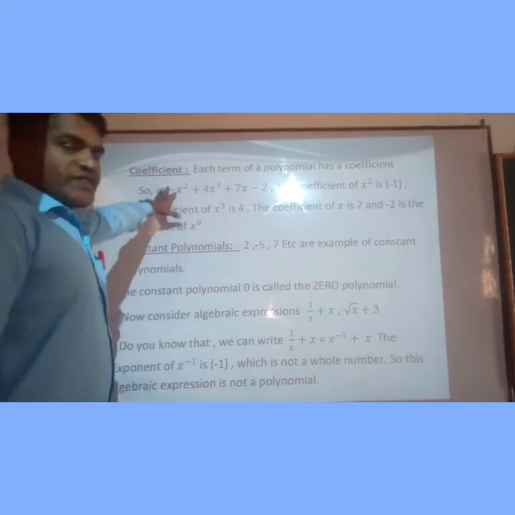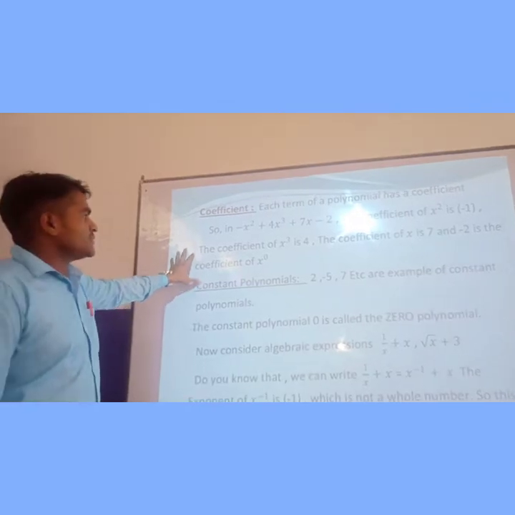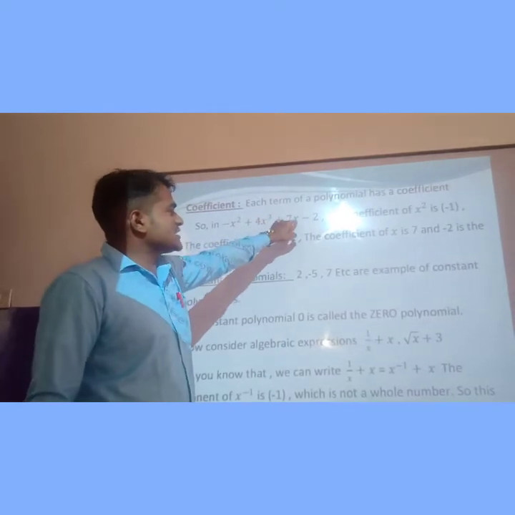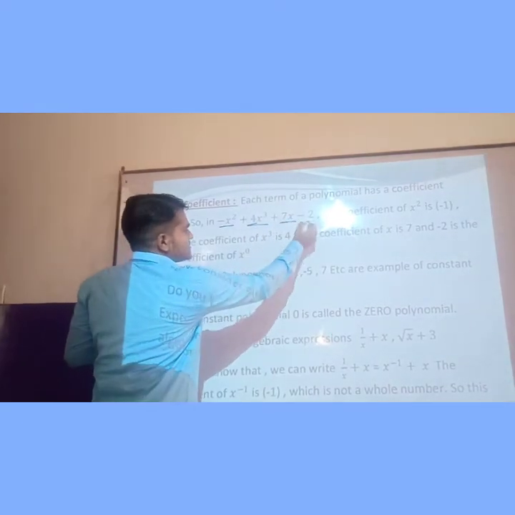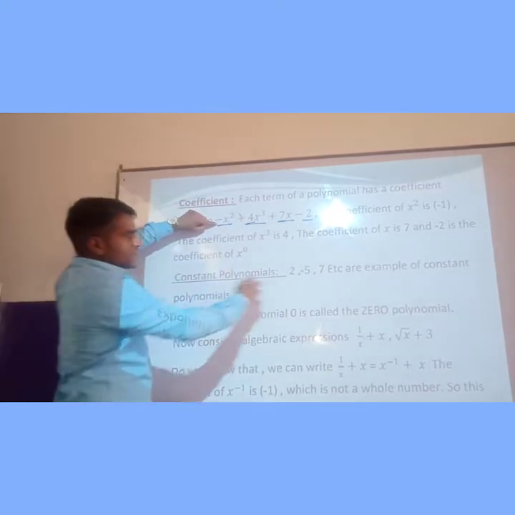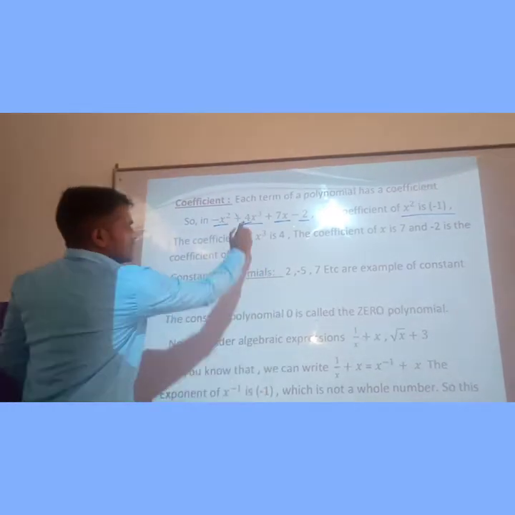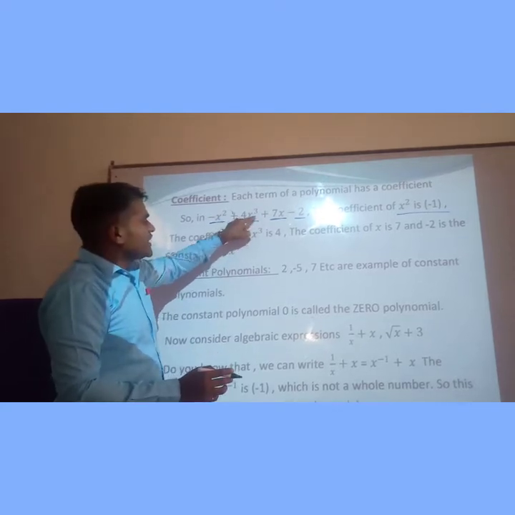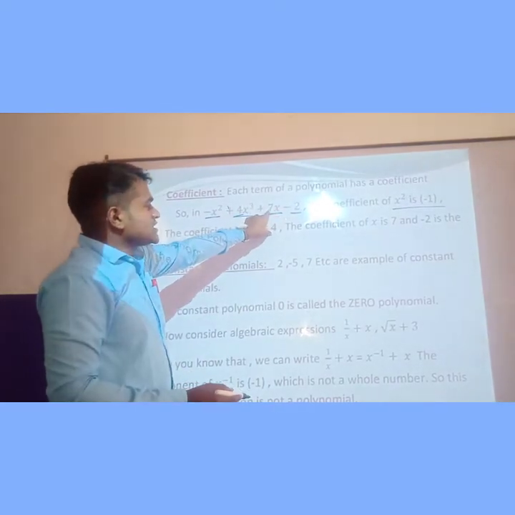Now the coefficient. Each term of a polynomial has a coefficient. For example, in the polynomial -x^2 + 4x^3 + 7x - 2, there are 4 terms: 1, 2, 3 and 4. So what is the coefficient of x^2? The coefficient of x^2 is minus 1, right? And 4x^3 is a term, yes. So the coefficient of x^3 is 4, and the coefficient of x is 7.